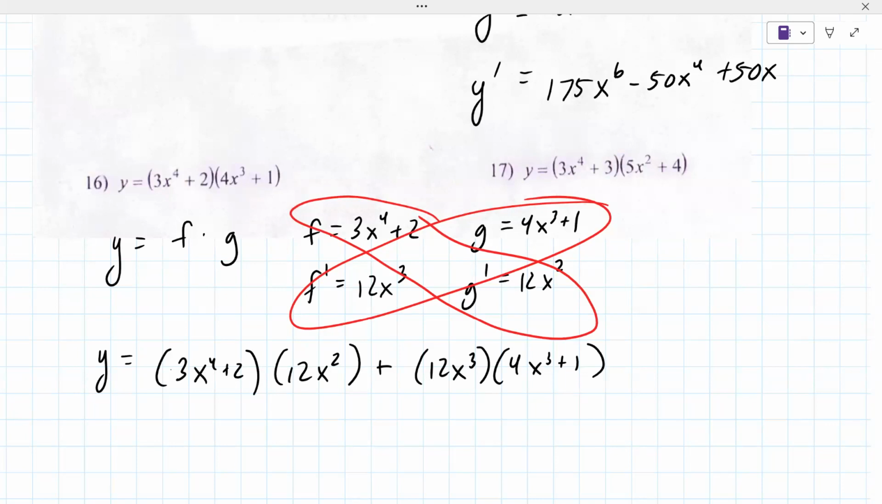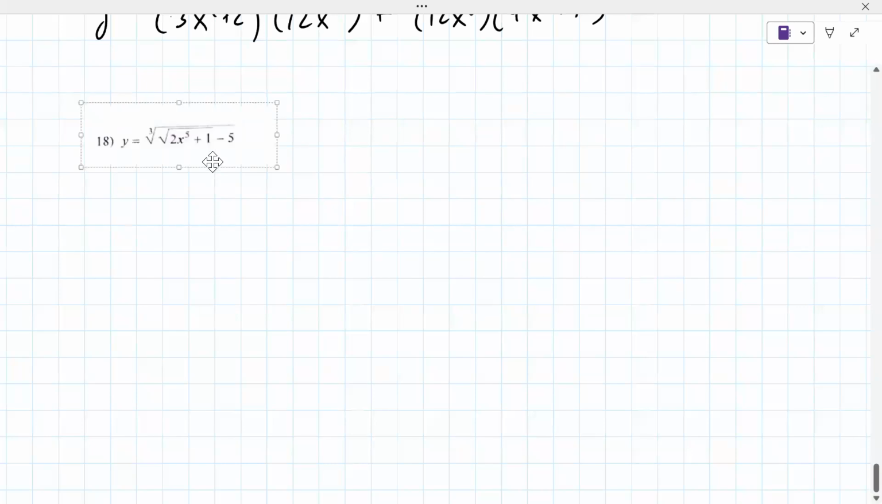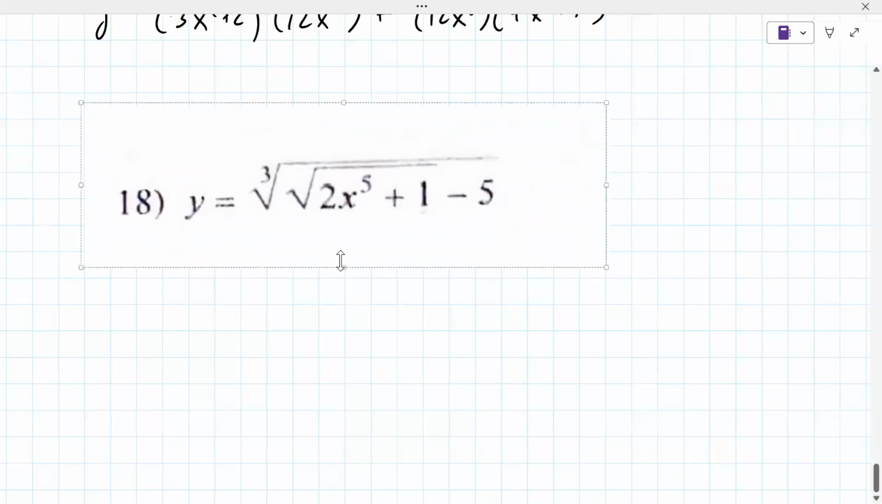Okay. Can we go to 18, 19, 20, 21 now? Yes. All right. Let's look at 18 first. So these are quotient, not quotient, sorry, these are power rule, chain rule problems. Have you guys talked about the chain rule? Yes, we have. Oh, good.